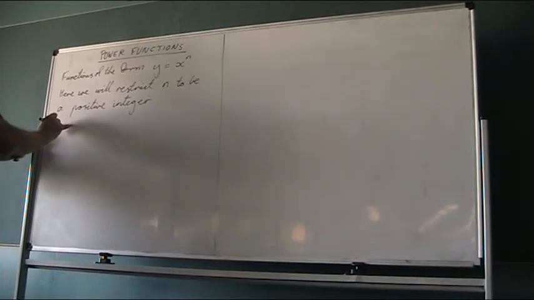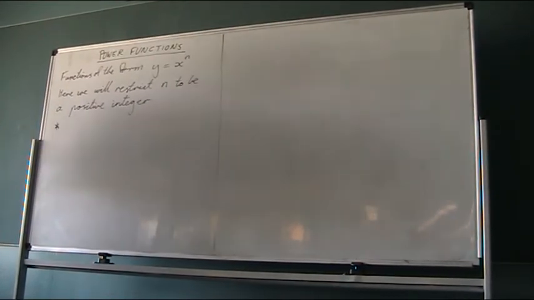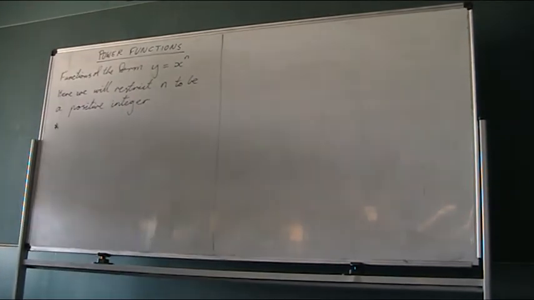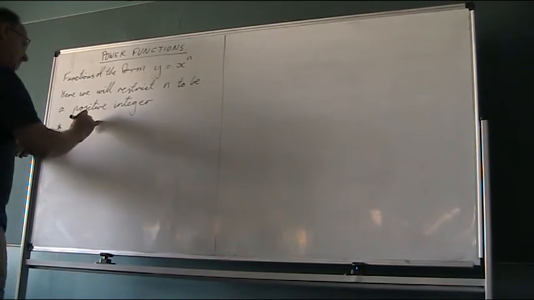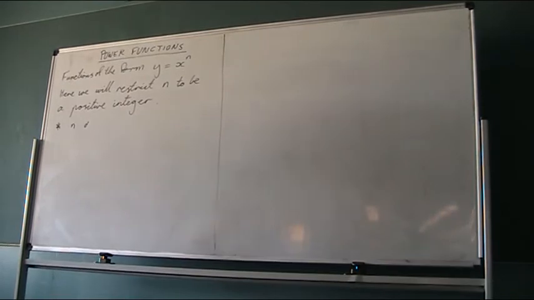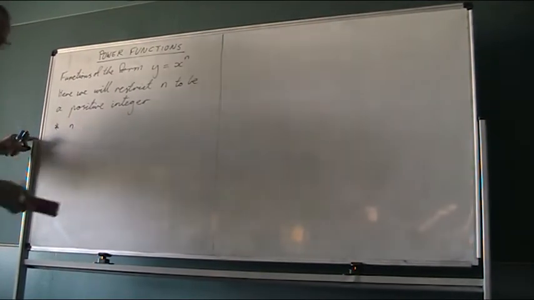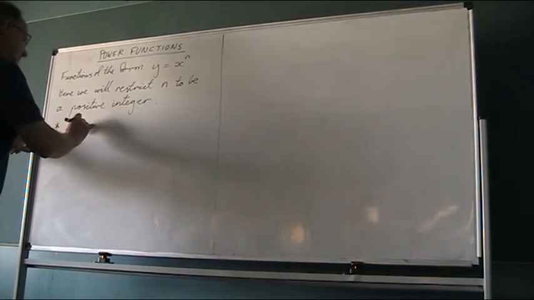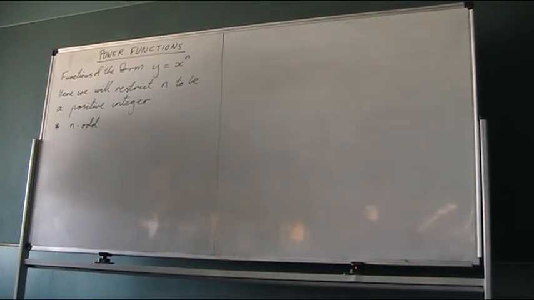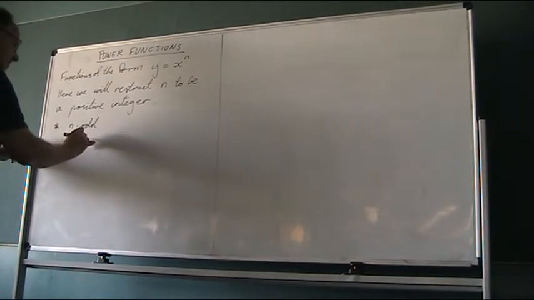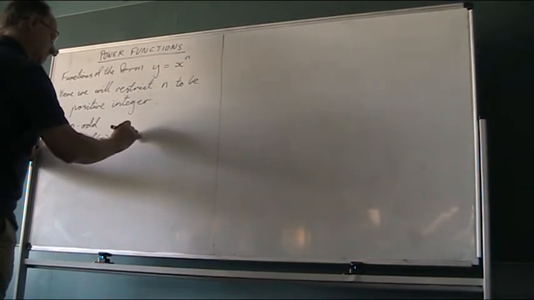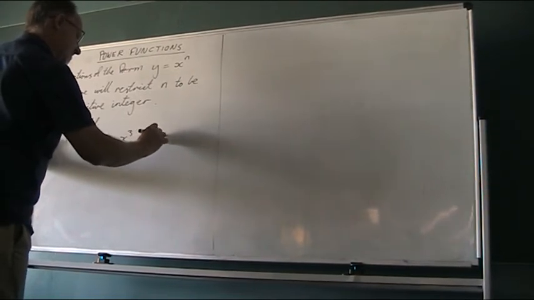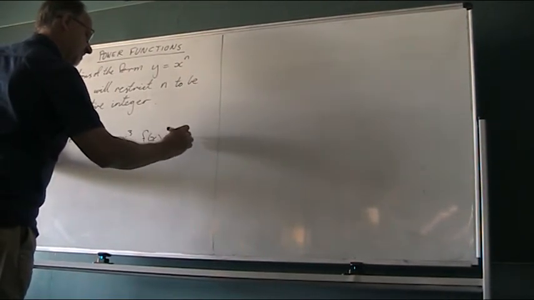Alright, so first of all, there's two different things that we can look at with positive integers. We can look at if n is odd, or if n is even. So we'll look at n is odd. So n is odd, things like, already mentioned, x cubed, x to the 5th, and so on.